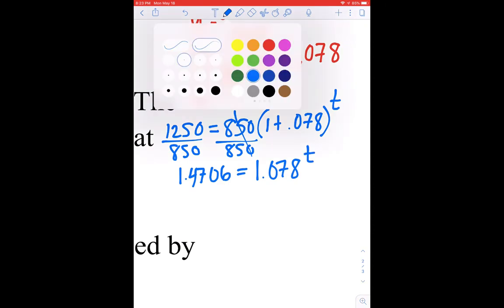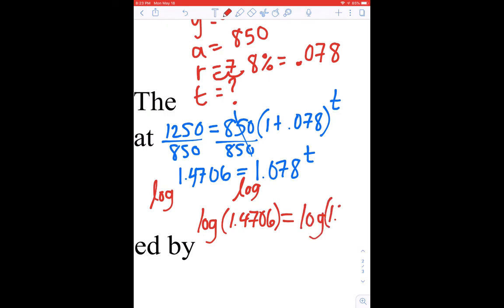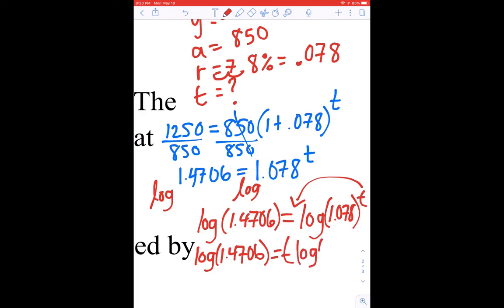And the unknown is in the exponent. We know what we need to do when it's in the exponent. We need to take the log of both sides. Okay, so our new answer is going to be log of 1.4706 equals log of 1.078 to the T. That T can come to the front, so log of 1.4706 equals T log of 1.078.